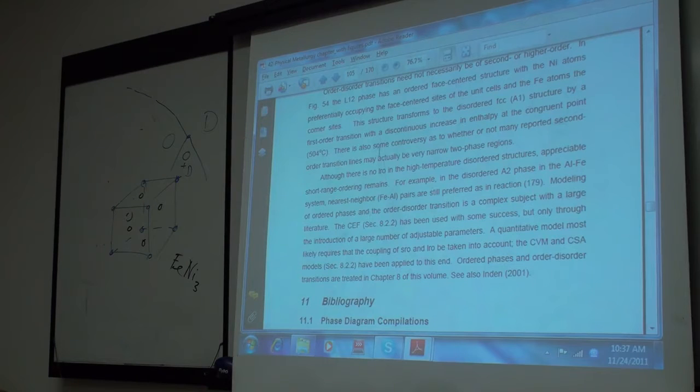There's also some controversy as to whether or not many reported second-order transition lines may actually be very narrow two-phase regions, but this goes beyond what I'm going to talk about.